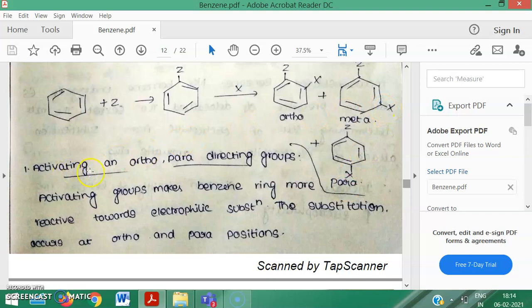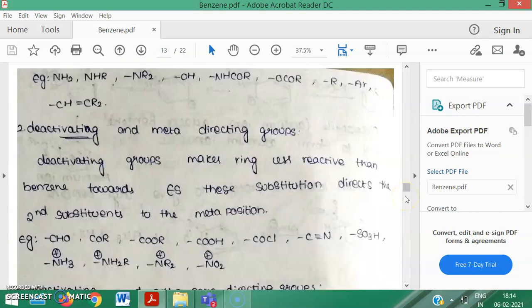If activating groups are present, they direct ortho and para. So activating groups are called ortho para directors. Activating groups make the benzene ring more reactive towards electrophilic substitution. The substitution occurs at the ortho and para positions. Examples are NH2, NHR, NR2, OH, NHCOR, OCOR, R, Ar, CH double bond CR2.